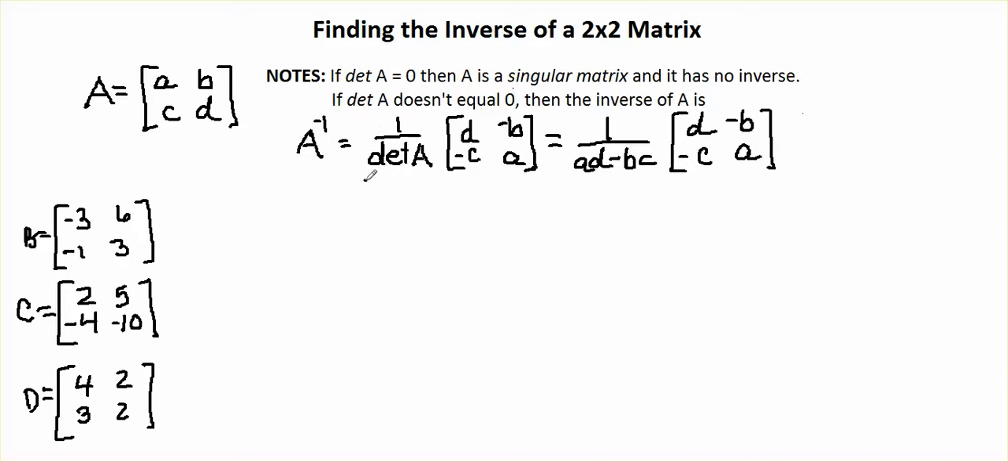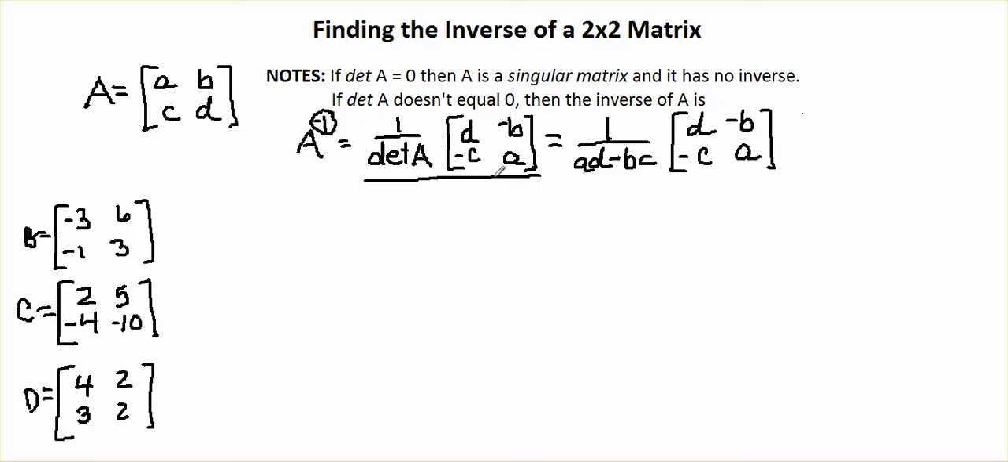So first off, just a reminder, the determinant of a 2 by 2 matrix is calculated by taking A times D and subtracting B times C. And also, a reminder, we use the -1 superscript to denote the inverse of matrix A. So the inverse of matrix A equals 1 divided by the determinant of matrix A, and this is a scalar that you're going to multiply this matrix by.